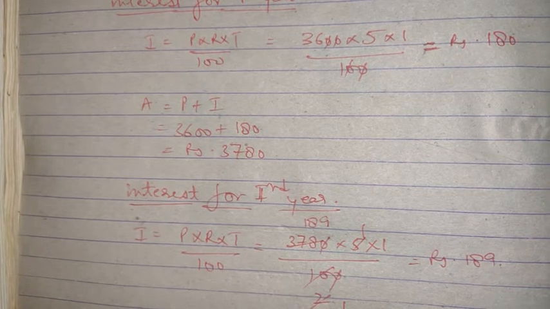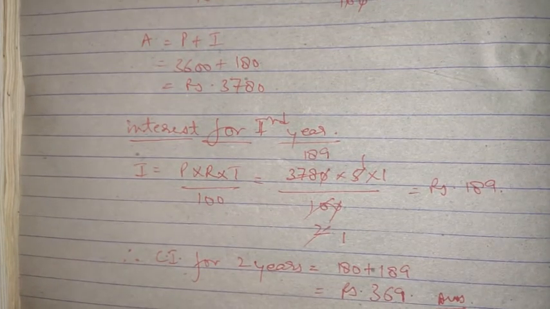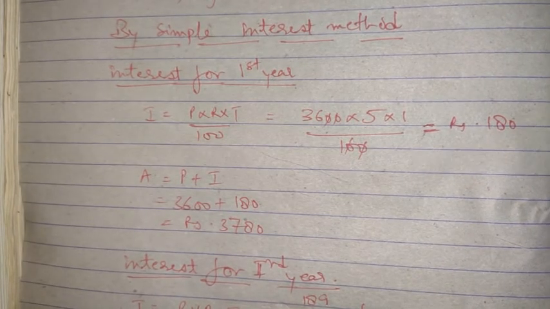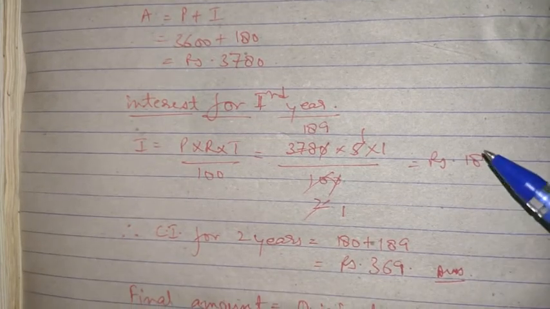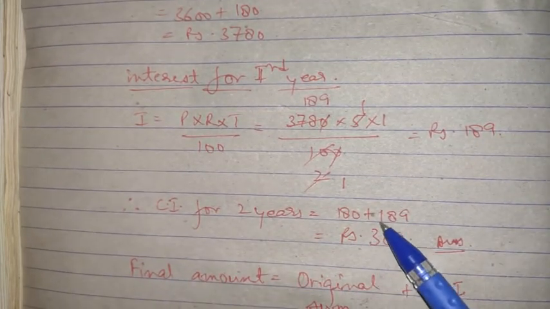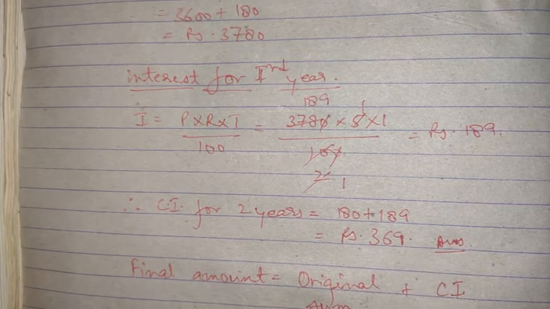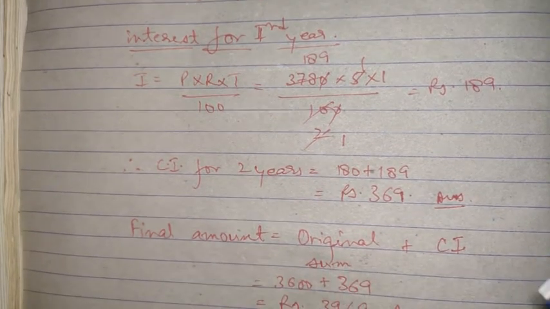Because we have to find the compound interest for the entire 2 years, it can be taken out by adding the two interests, the interest earned in the first period and the interest earned in the second period. On adding these two values, I get the compound interest for the 2 years, which is 369 rupees.